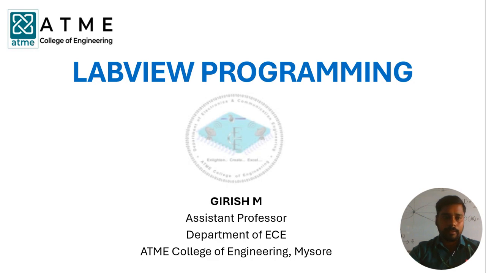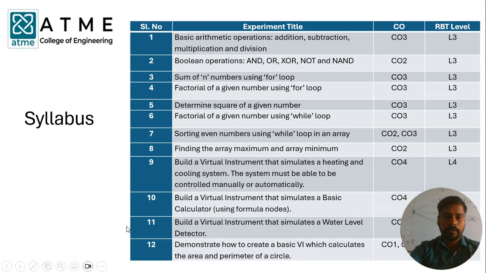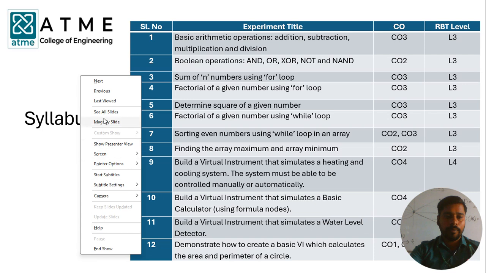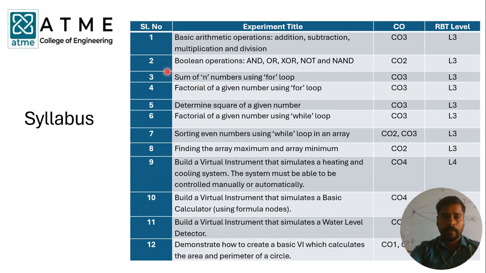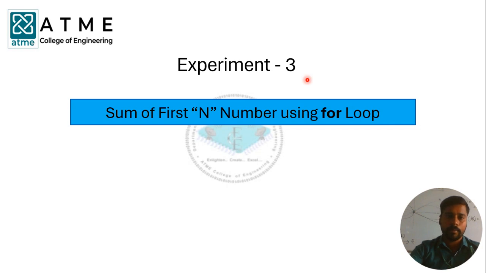In today's session, we'll enter into experiment number 3, that is sum of n numbers using for loop. Sum of first n numbers using for loop. So we're going to concentrate on this VI today.